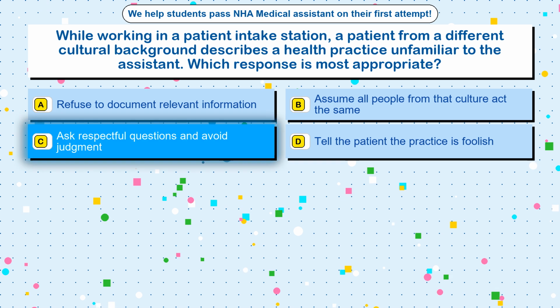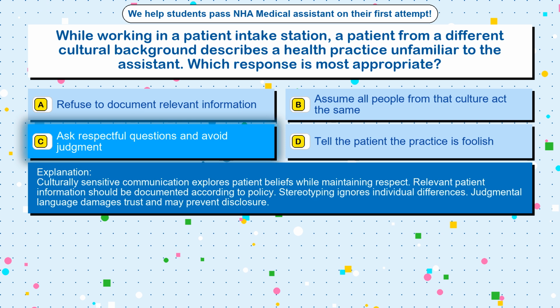The correct answer is option C, ask respectful questions and avoid judgment. Culturally sensitive communication explores patient beliefs while maintaining respect. Relevant patient information should be documented according to policy. Stereotyping ignores individual differences. Judgmental language damages trust and may prevent disclosure.